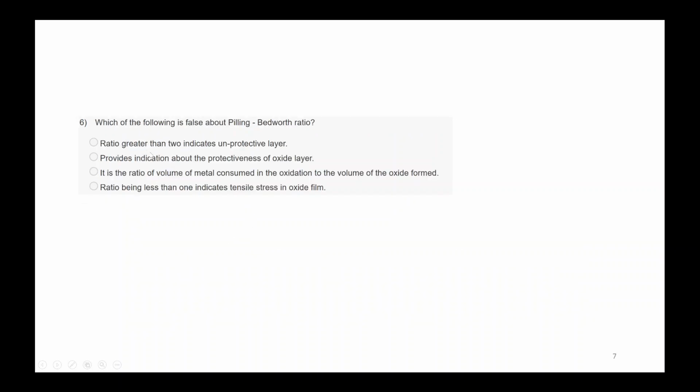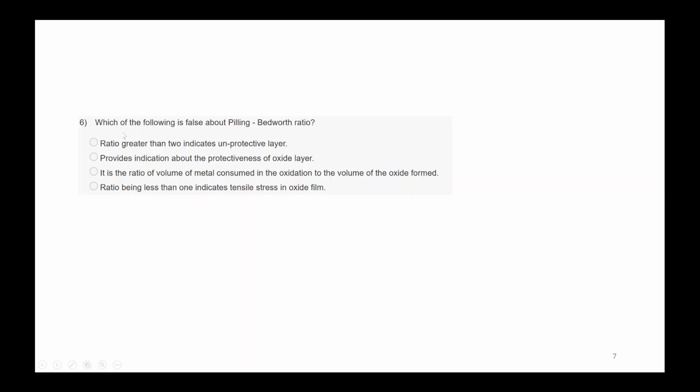Now sixth question is which of the following is false about Pilling-Bedworth ratio? Your options are: ratio greater than 2 indicates an unprotective layer; it provides indication about the protectiveness of oxide layer; it is the ratio of volume of metal that is consumed in the oxidation to the volume of the oxide formed; or the ratio being less than 1 indicates tensile stresses in oxide film.